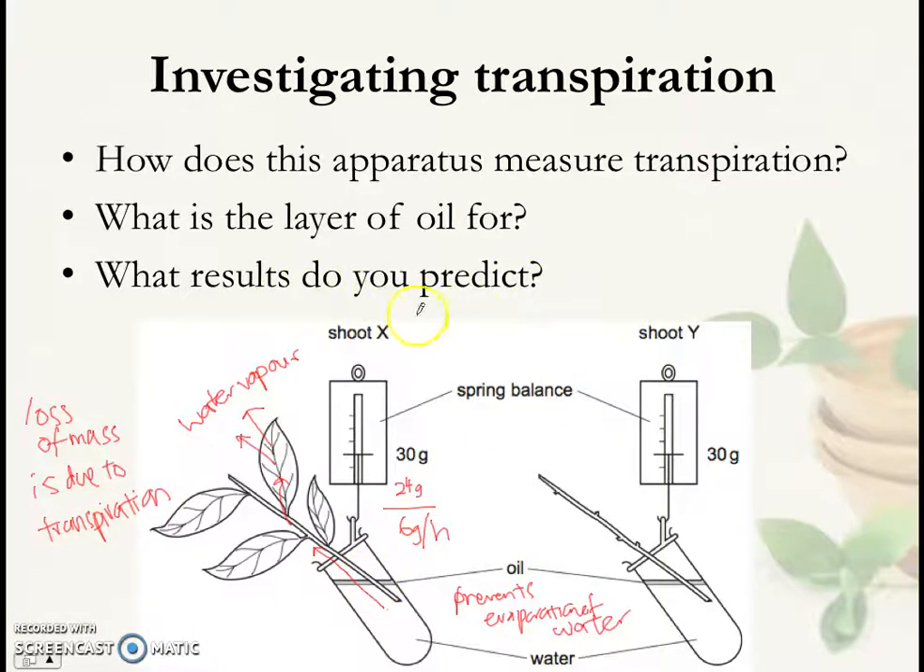Now finally, what results do you predict? So hopefully you predicted that the transpiration rate would be greater in shoot X. Because shoot X has leaves. And we learned that the majority of transpiration happens through the stomata of the leaves.